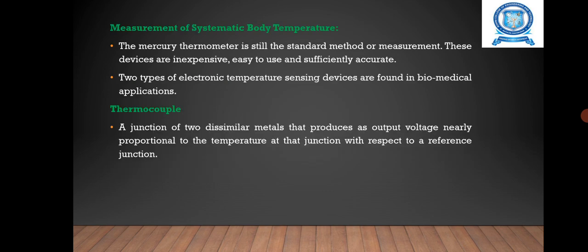Next, we are going to see the measurement of systemic body temperature. It is still the standard method of measurement. Some devices are expensive, while these devices are inexpensive, easy to use and sufficiently accurate. Here also, we have two types of electronic temperature sensing devices that are found in biomedical applications. The first one is the thermocouple: a junction of two dissimilar metals that produces an output voltage nearly proportional to the temperature at that junction, with respect to a reference junction.